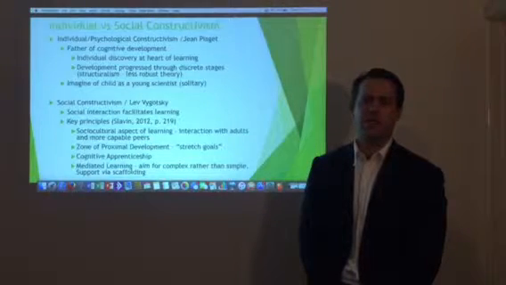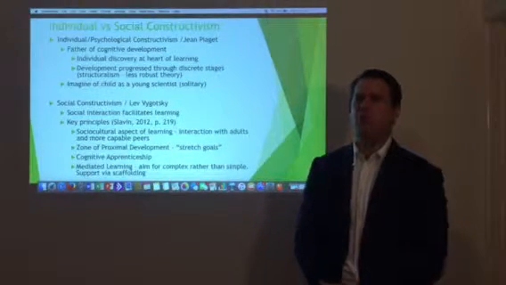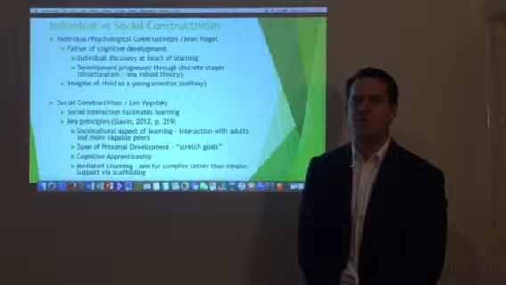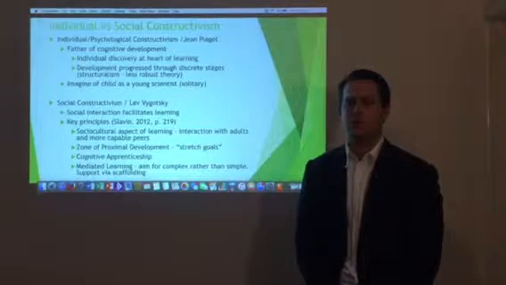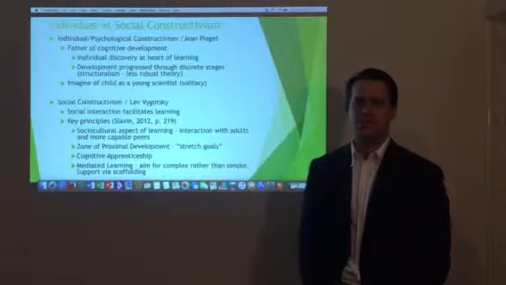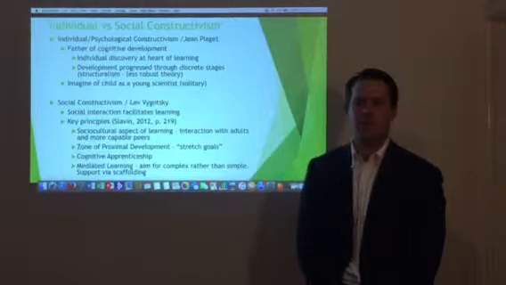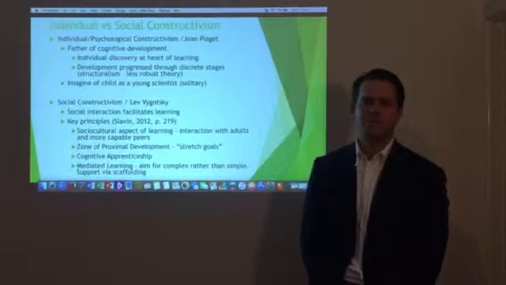And mediated learning, a bit like what I said before, where you aim for the complex rather than the simple goals, and support this via scaffolding with assistance and modelling by an adult and so forth.